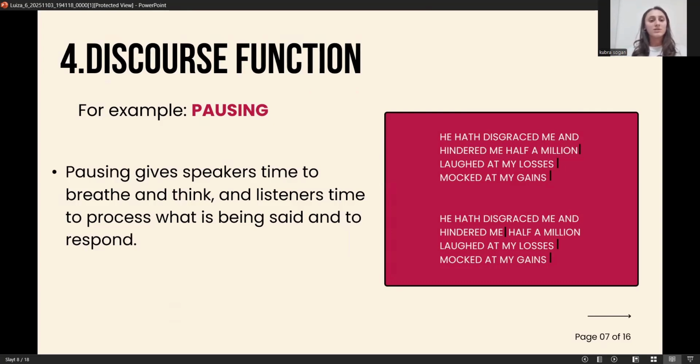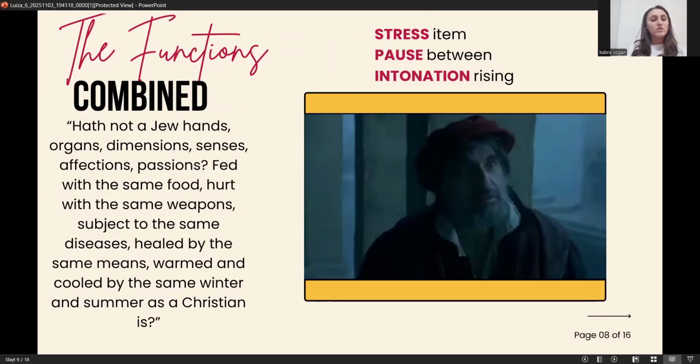Also, pausing gives speakers time to breathe and think, and listeners time to process what's being said and to respond. I already mentioned that the four functions can be expressed with different suprasegmental features. In fact, features may be combined to express a function. One example of this: when we present a list of things like here in The Merchant of Venice, we will stress each item in the list, pause between them, and pronounce them with a rising intonation until we have reached the last item.